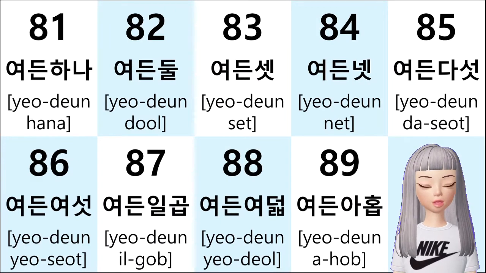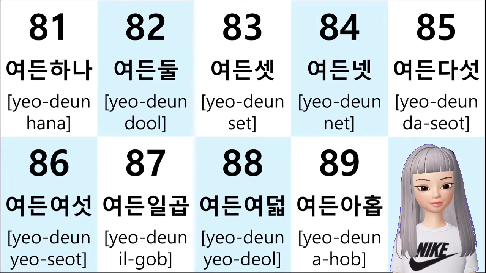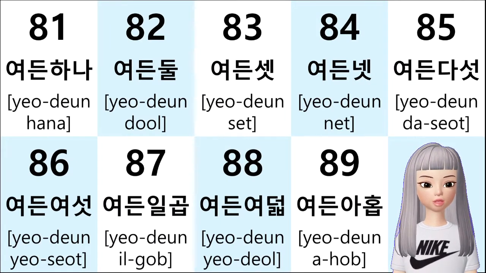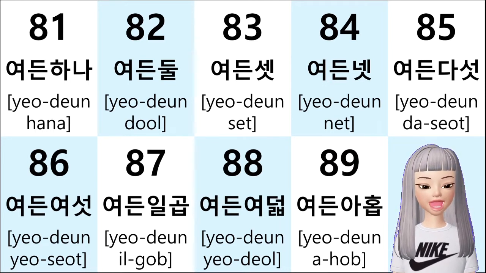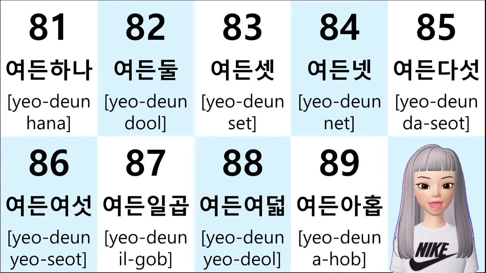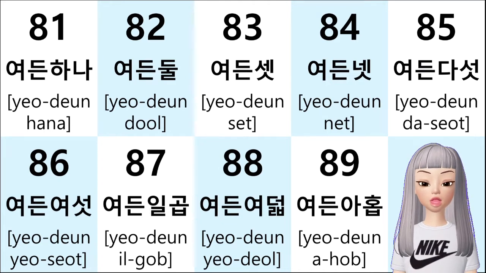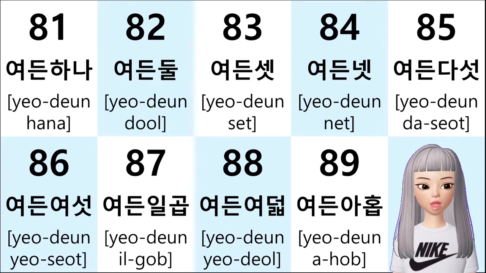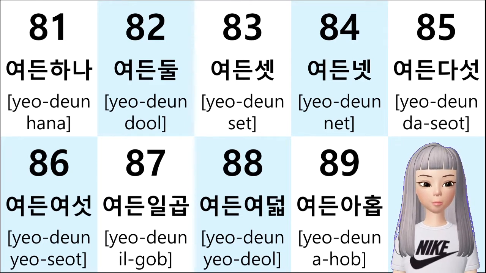Going back to 81, 여든 하나, 82, 여든 둘, 83, 여든 셋, 84, 여든 넷, 85, 여든 다섯, 86, 여든 여섯, 87, 여든 일곱, 88, 여든 여덟, 89, 여든 아홉.